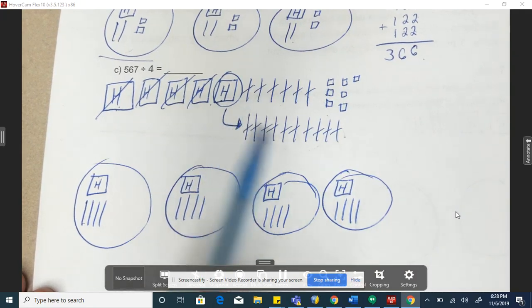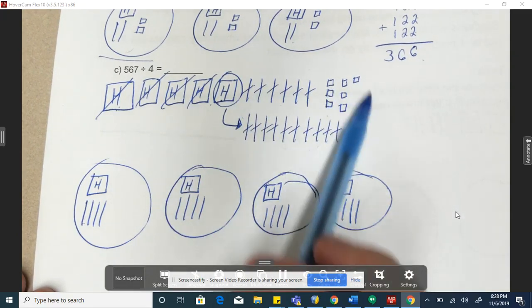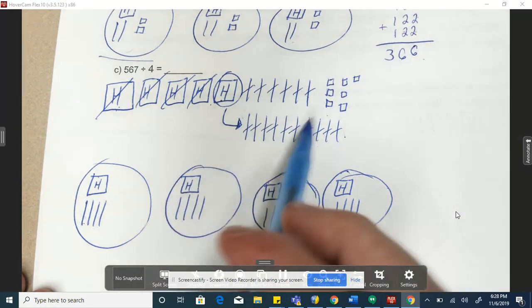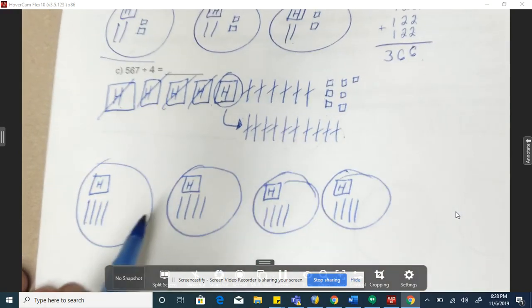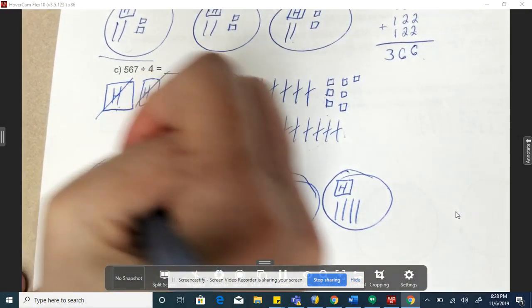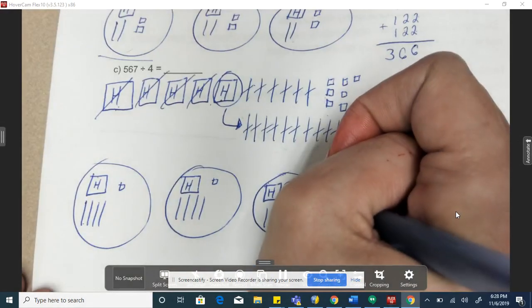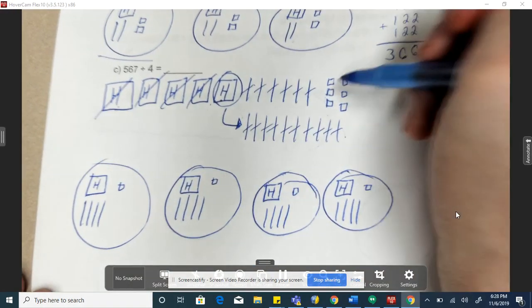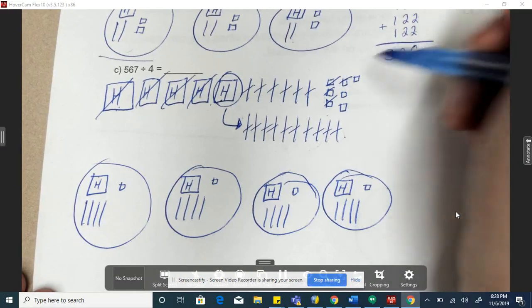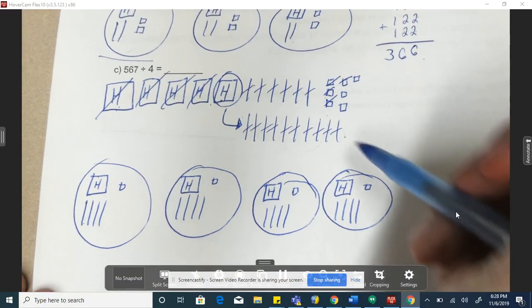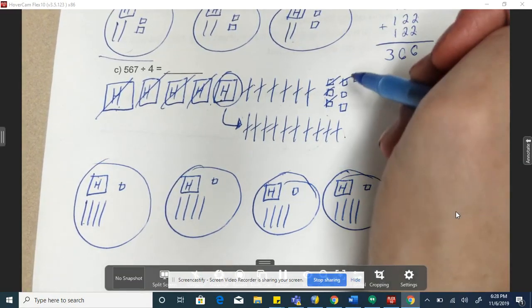And now that I've redistributed all my tens, I can be distributing my ones. So I have, let's see, 7 ones. So I'm going to distribute them evenly between all 4 groups. Cross out the ones I've used. Let's see. Oh, it looks like I still have 3 left over.